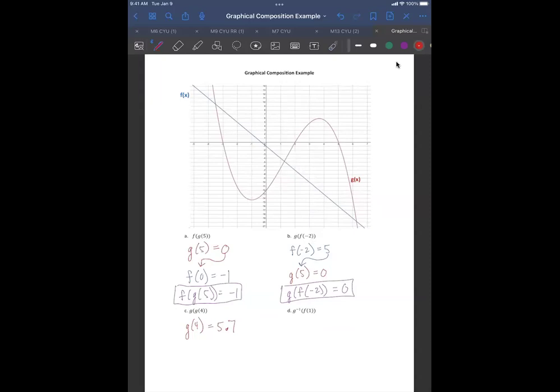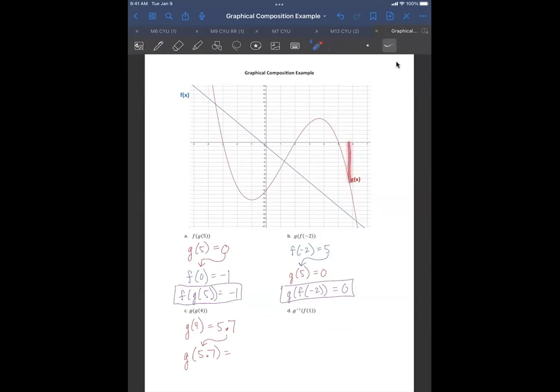And now that I have the 5.7, I'm going to use that 5.7 and plug it in to the next creature. Well, guess what? The next creature is also g again. So now we're just going to go back to g and we're going to use 5.7 as the input this time. So now I'm looking for 5.7 on the x-axis. And once I identify where that is, I'm going to do my best to pair it.